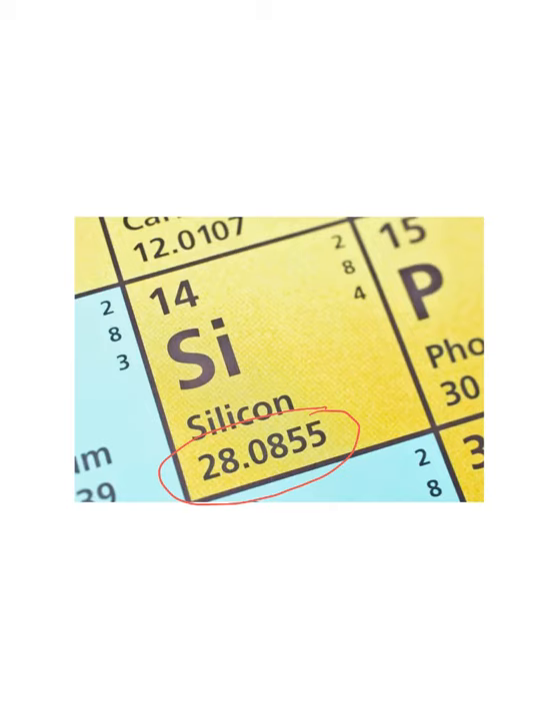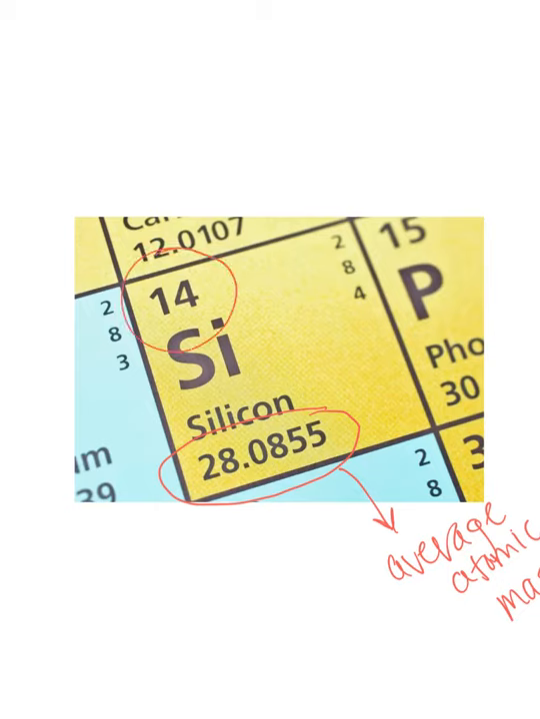Now you can see here that the average atomic mass, like I said before, is the decimal number that is listed in the element's periodic table box. So this is the average atomic mass. This is not to be confused with the whole number. So silicon has a whole number of 14. This is called the atomic number. The atomic number is the number of protons in the atom. So all silicon atoms have 14 protons.